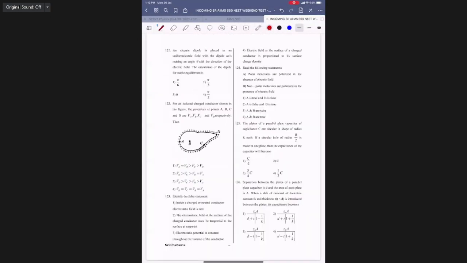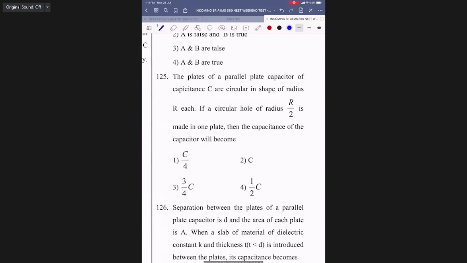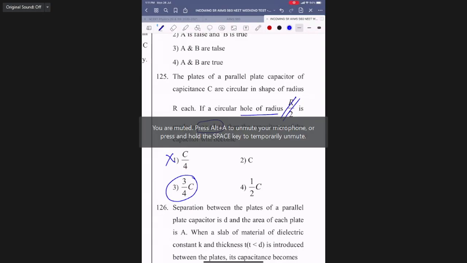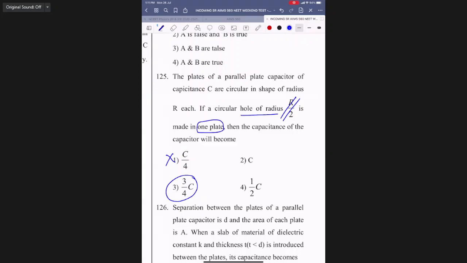So the given answer is 3C by 4 only, but they gave the answer as C by 4. This is wrong. A circular hole is there, na, on one plate. So it will be C by 4 only. On one plate they told, na, a circular hole of radius how much?